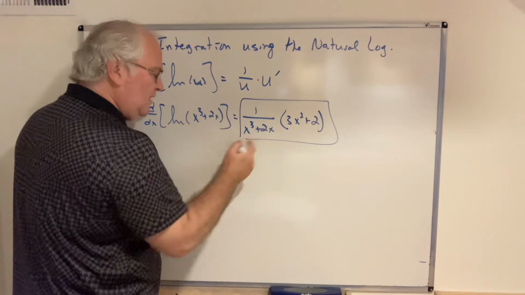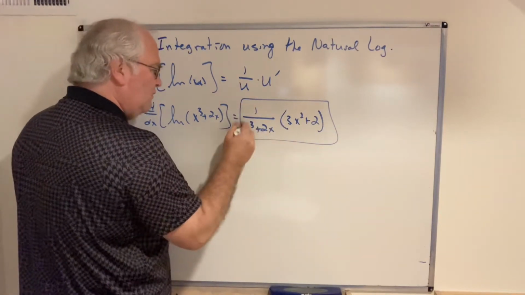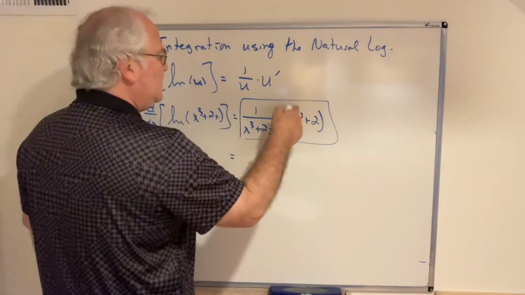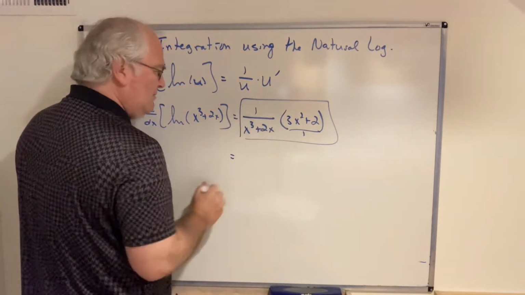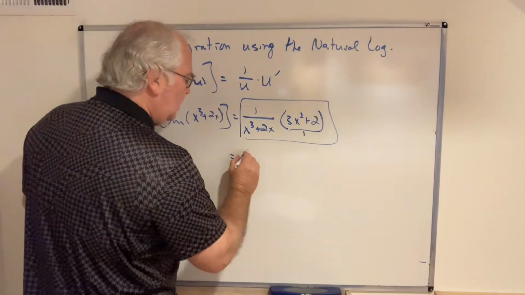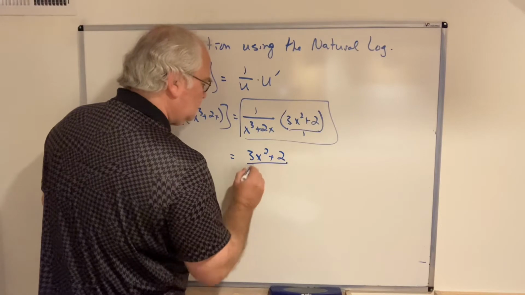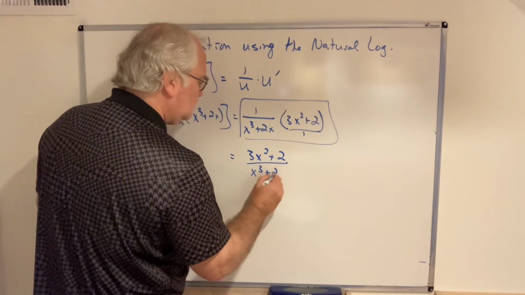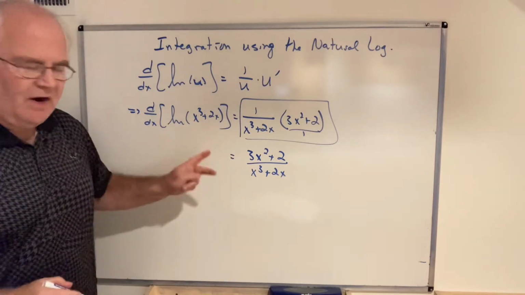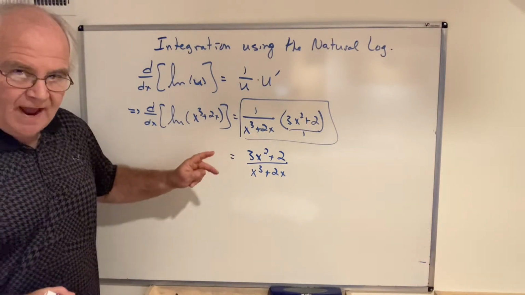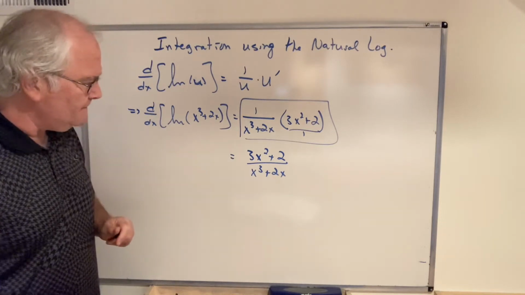But one thing we could do is we could simplify this. Remember, this is 1 over this expression, and this is an expression over 1. So top times top, bottom times bottom. What we could do is rewrite this in this form. And so this is very often done. And what we have now is a fractional expression.